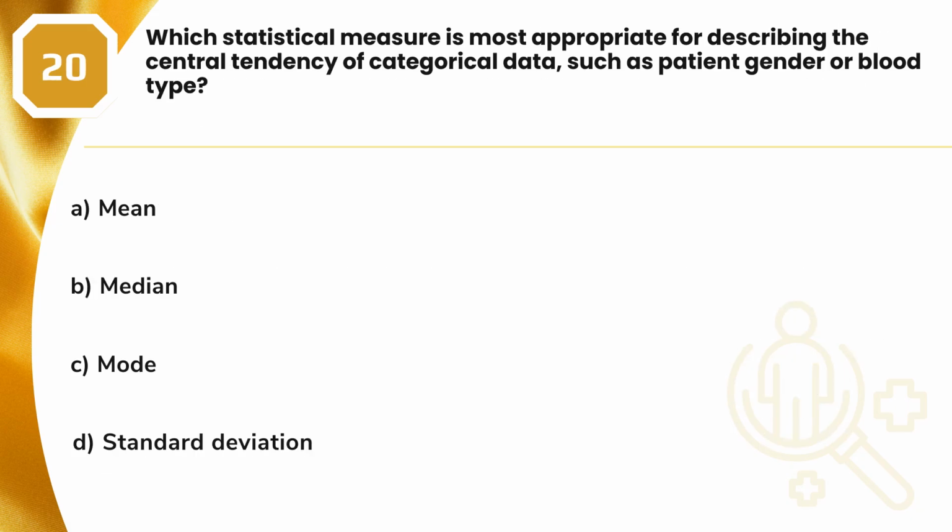Question 20. Which statistical measure is most appropriate for describing the central tendency of categorical data, such as patient gender or blood type? A. Mean. B. Median. C. Mode. D. Standard deviation.